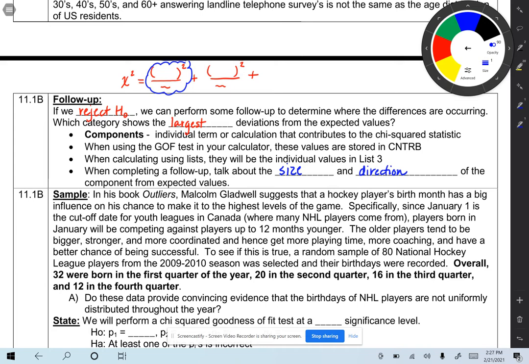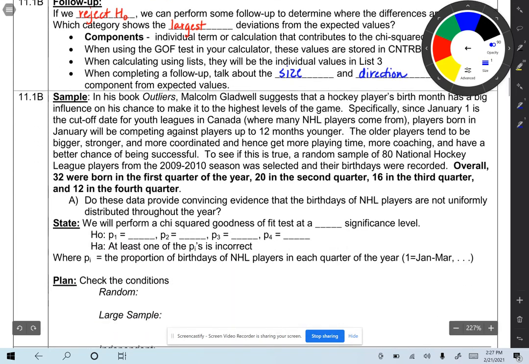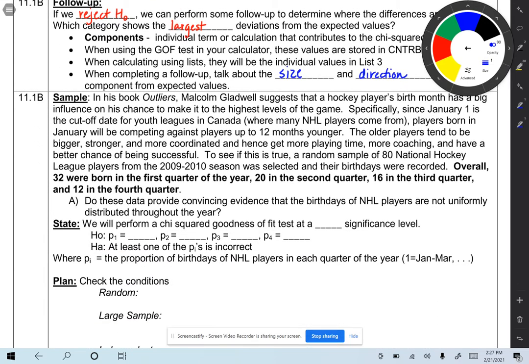So just remember that L3, list 3, is where the chi-squared components are. Let's do an example problem.